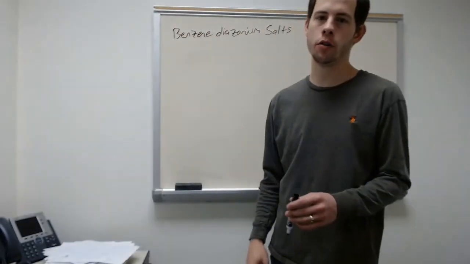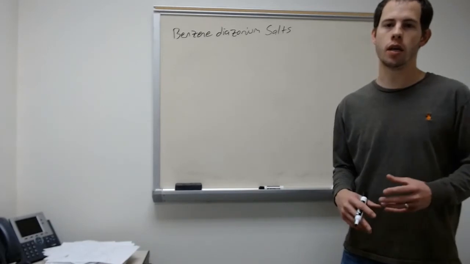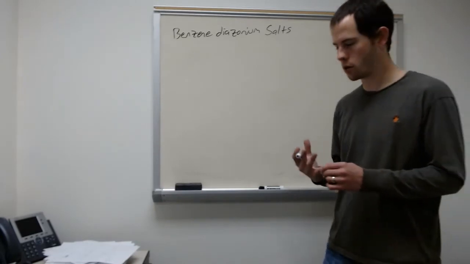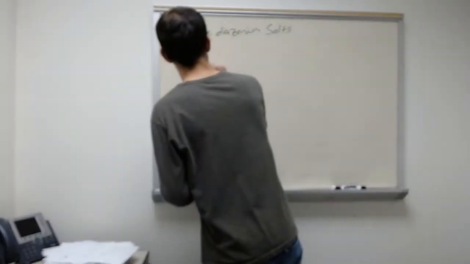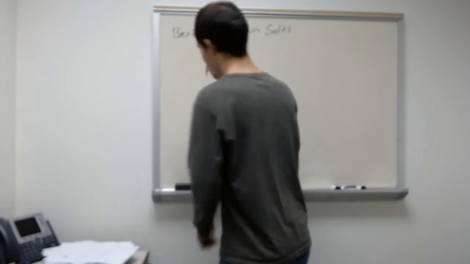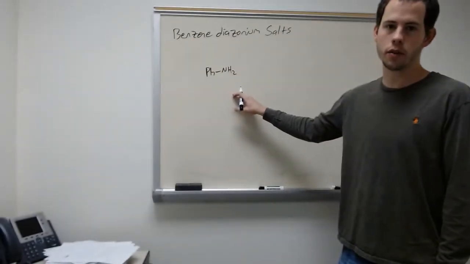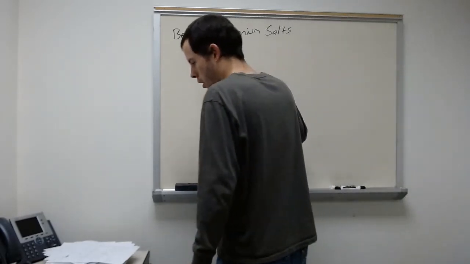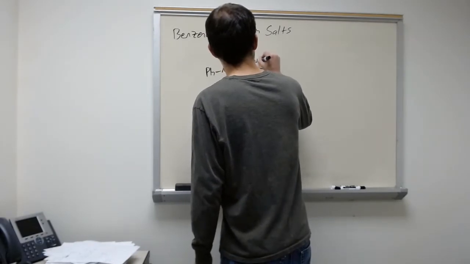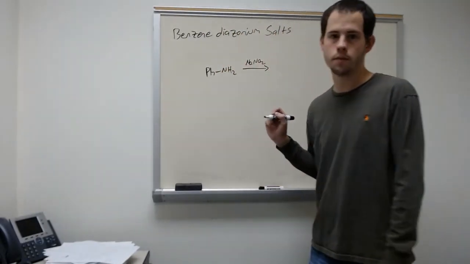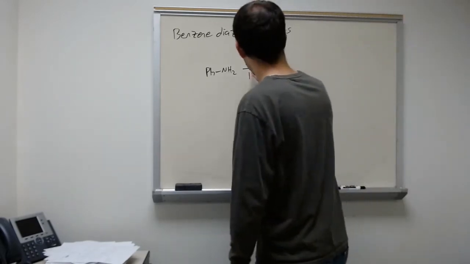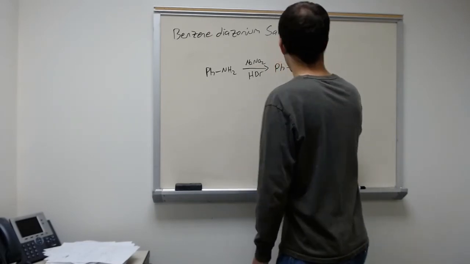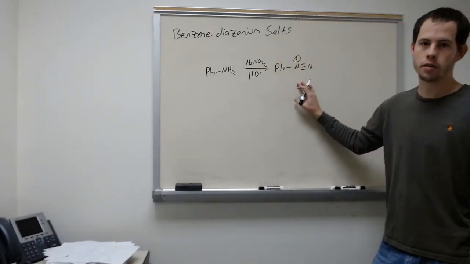All right, let's talk about another reaction we can do subsequently after an EAS reaction. So we're going to talk about benzene diazonium salts. And so we take aromatic amines, which we just talked about how to make from something like benzene. We then treat this with sodium nitrite, NaNO2, and HBr. And it gives us our benzene diazonium salt.